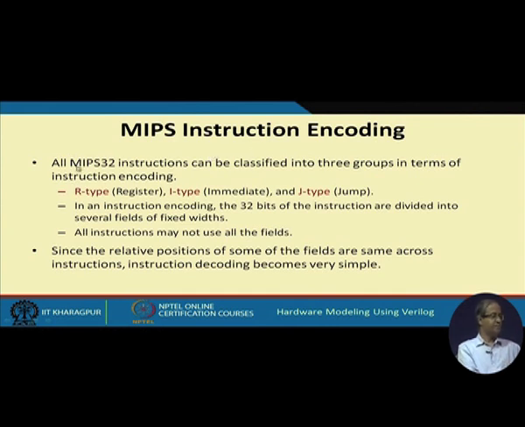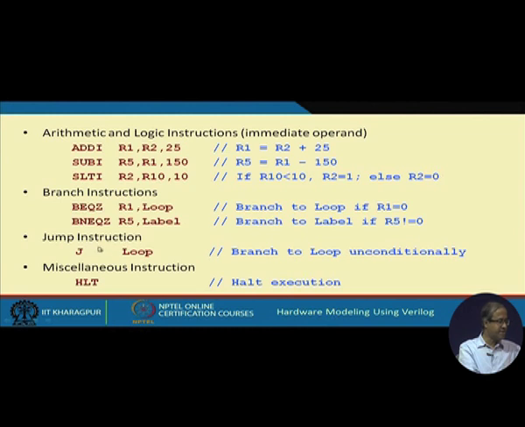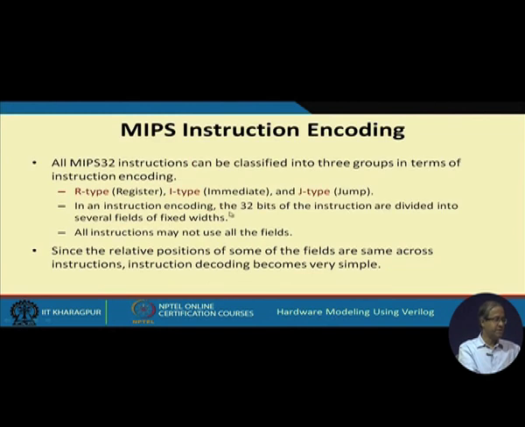Broadly speaking, MIPS 32 instructions can be classified into either register type, immediate type and jump type. Of course, we are not considering jump type in our implementation, because in the previous slide we said the J instruction we are not implementing. So, the J instruction uses this type, right. So, when you say encoding, as I said, the 32 bits of the instruction will be divided into some fields and each field will have some fixed width, and all instructions may not be using all the fields. Let us see what this means.